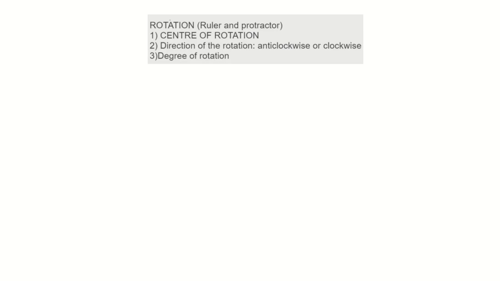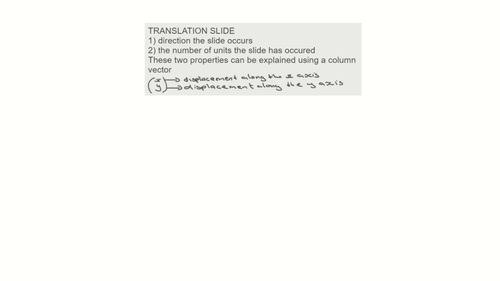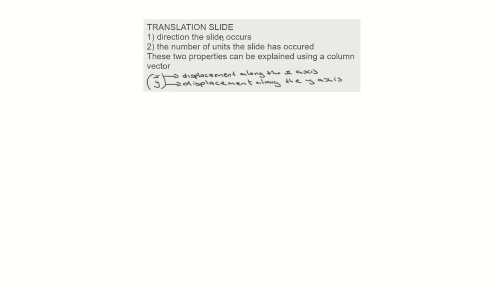We talked about this. We have direction. You need to know the direction a slide occurs and the number of units a slide occurred. There are two properties. It is a displacement along your x-axis and a displacement along your y-axis. If you tell them that this is your column vector, they will know that on top it displays so many units, whether positive or negative. If it's negative, then you went to the left. If it's positive, it went to the right. So it just depends, right?